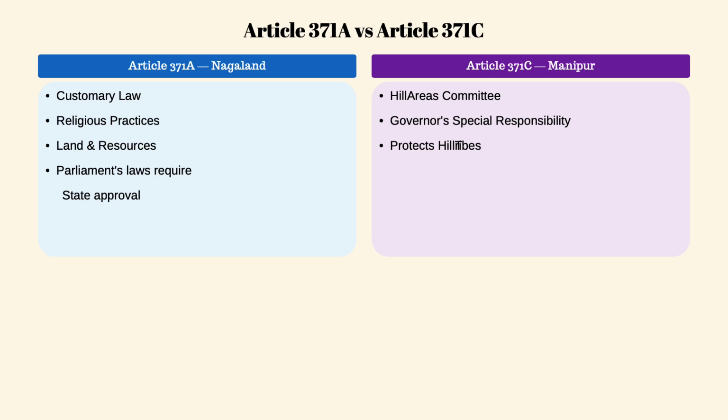Now Article 371A versus 371C. Article 371A is for Nagaland. It protects the customary law, religious practices, land and resources. Parliament's law requires state approval. Whereas Article 371C is for Manipur, the Hill Areas Committee, and then the governor has a special responsibility to make sure that he listens to the demands of the Hill Areas Committee, but it is up to the discretion of the governor whether to accept or reject. Again, very little power compared to Article 371A. So it's simply for the protection of hill tribes with very little power. It doesn't have legislative powers.